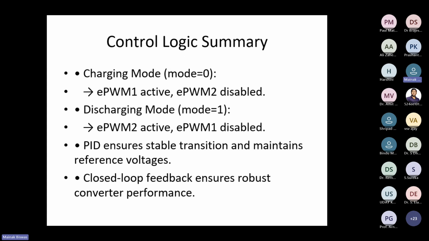After that, the control logic summary is very simple. For charging, the mode is set to 0, EPWM1 is active and EPWM2 is disabled; that is just on and off, nothing else. For discharging, mode 1, EPWM2 is active and EPWM1 is disabled, meaning it is off. The PID ensures a stable transition and maintains reference voltages. And the closed loop feedback ensures robust converter performance.